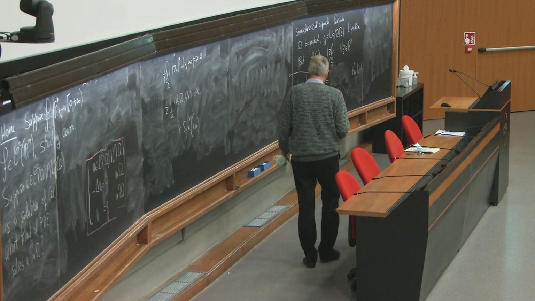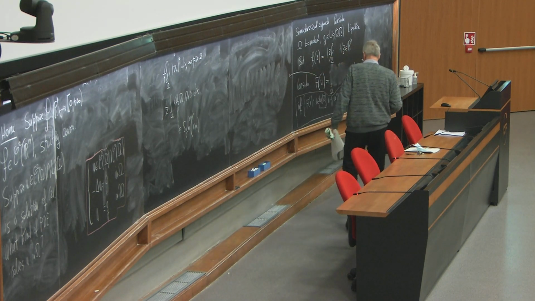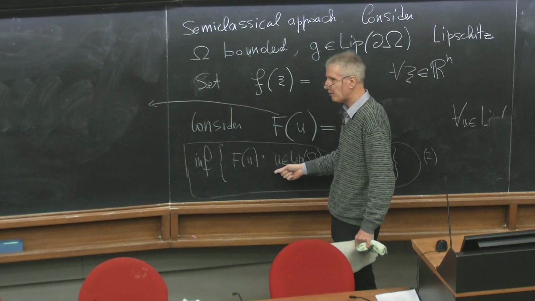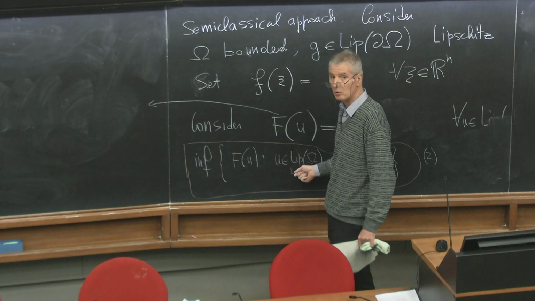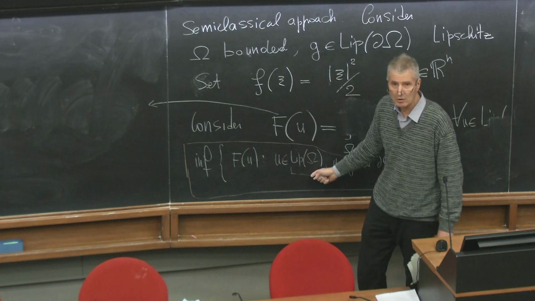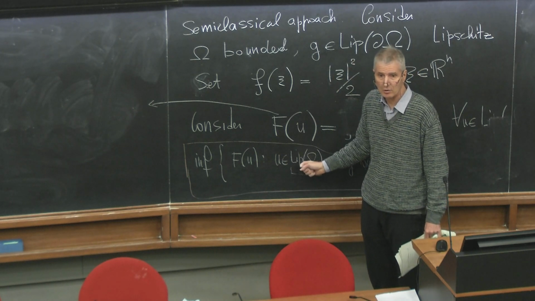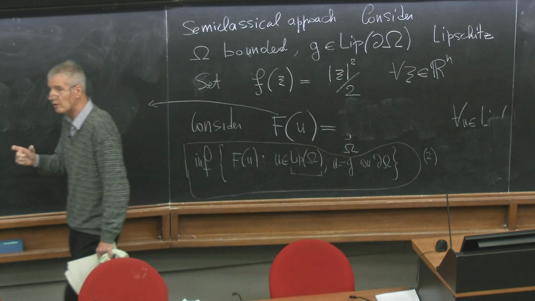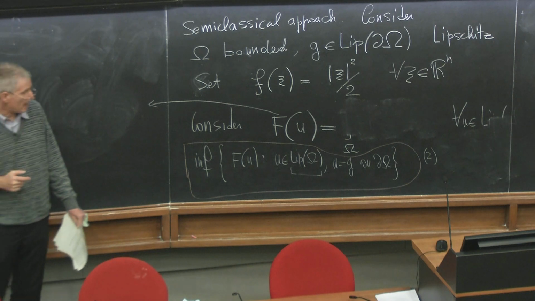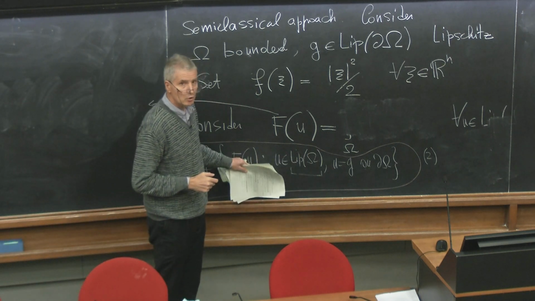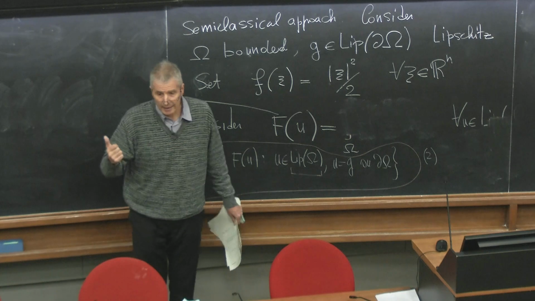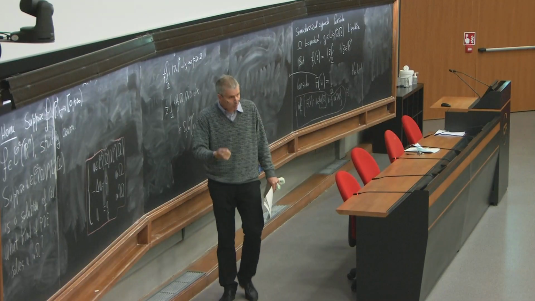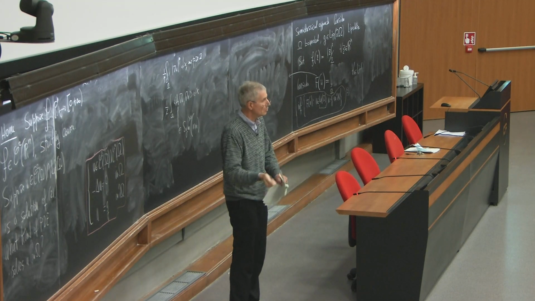Well, but this is not enough. You should say in principle that a minimizer is C2. For the moment, you just know that a minimizer is Lipschitz. So you need to prove regularity. If your minimizer is not only Lipschitz, but also C2, then you can do what we did. But in principle, you have to prove that from Lipschitz you get C2.